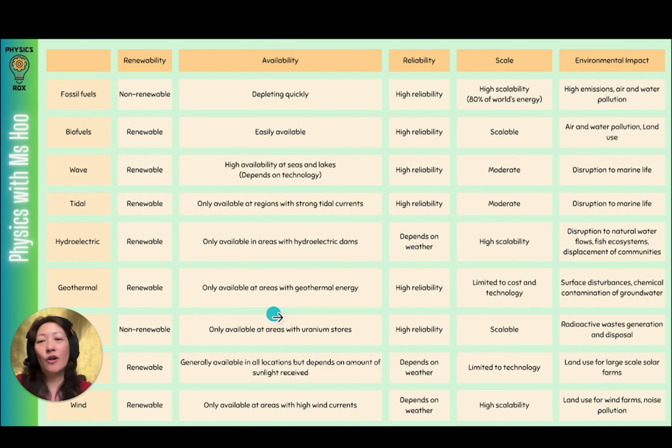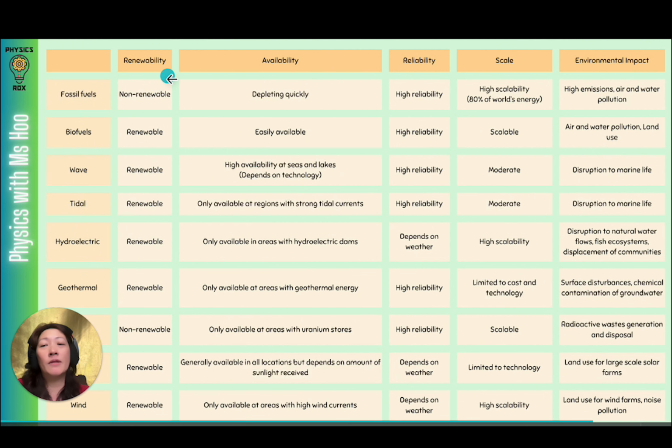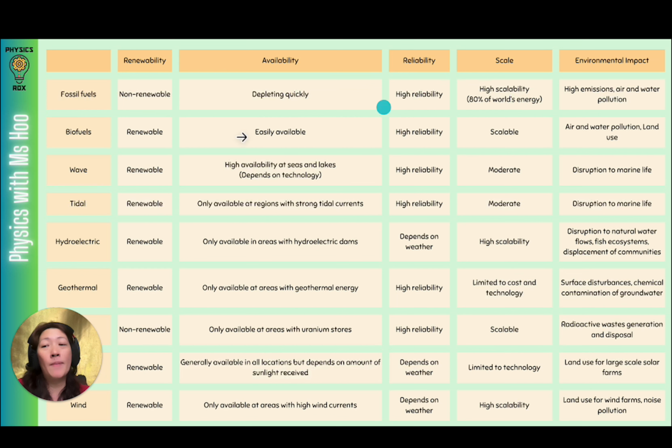Now let's just have a quick overview about all these different energy sources. This is a table that compares the renewability, availability, reliability, scale, and environmental impact of all these different energy sources. So fossil fuels are non-renewable. They are depleting very quickly.